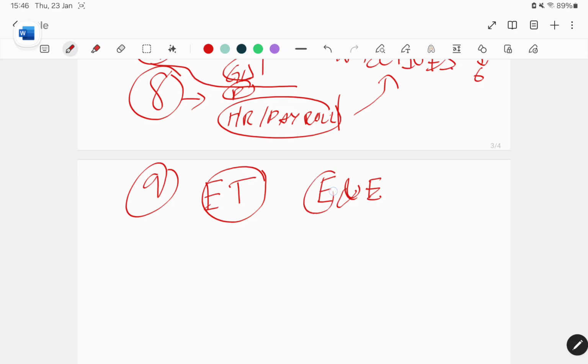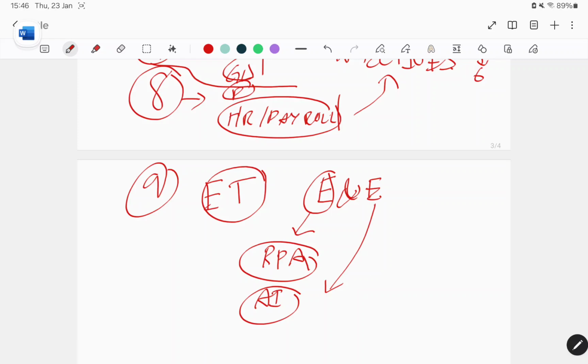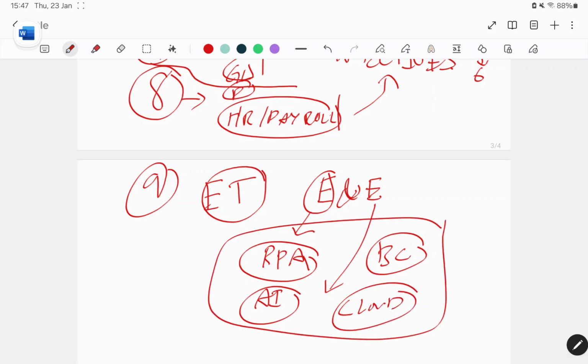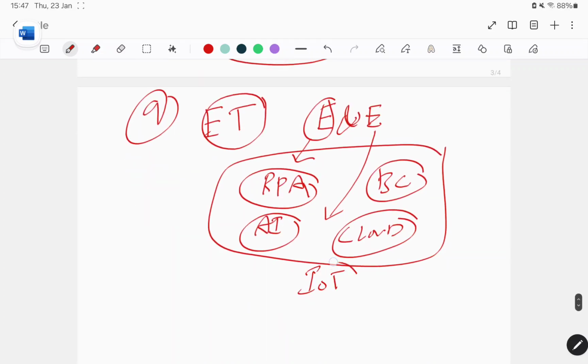Of course, over here, if we talk about efficiency, we look at the RPA. You look at the AI. Also, it can be effective. When you talk about AI, there are less human interactions. They are more accurate. Then you've got the blockchain, and you've got the cloud, right? You have these four, but there's also one over here, the Internet of Things.